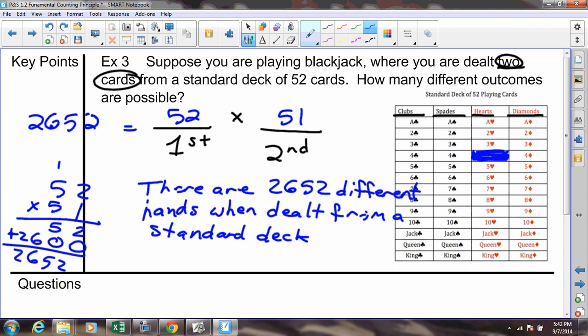In Blackjack. Not the most eloquent way to phrase that sentence, but it gets the job done. Kind of a lot when you think about it. 2,652 different ways that you could play. Or just to start, that's not even finishing.